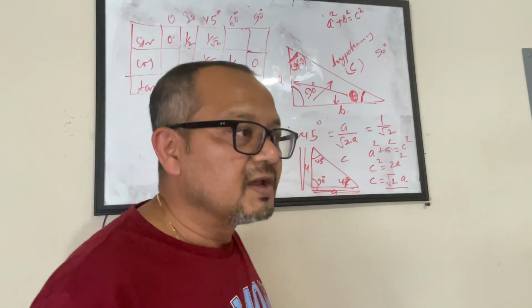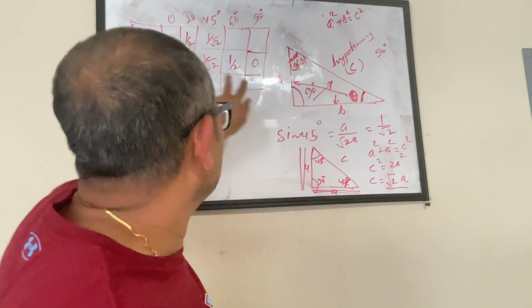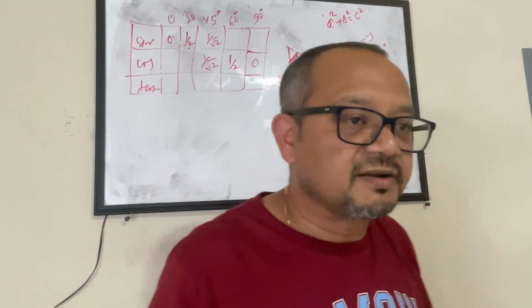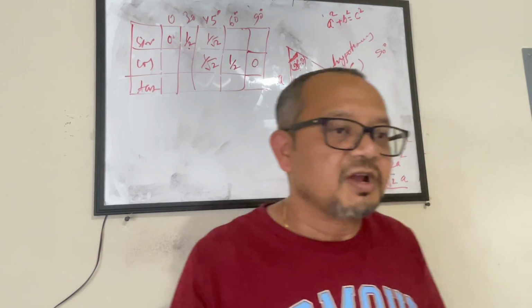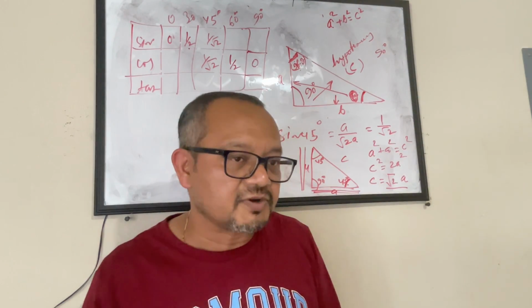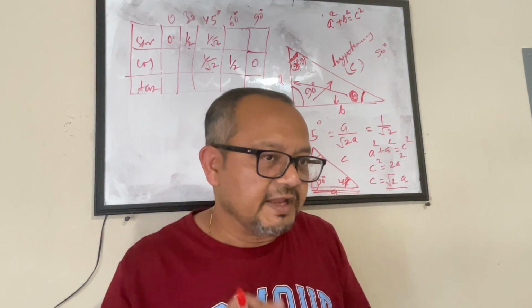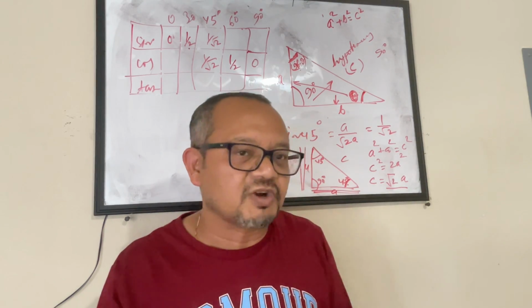Similarly, we'll find out for the other two angles, and then we can continue with the remaining concepts that we want to learn for trigonometry. Any questions so far with respect to whatever we have learned?